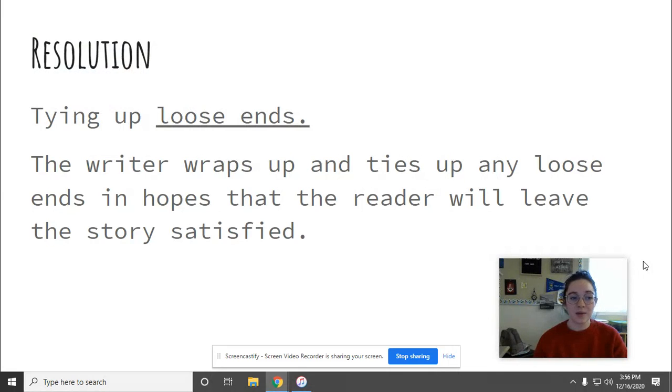This is where we're tying up loose ends. So the writer is wrapping up and tying up any loose ends, hoping that you won't have any more questions about the story. That's where they're going to answer those. They want you to leave the story satisfied.